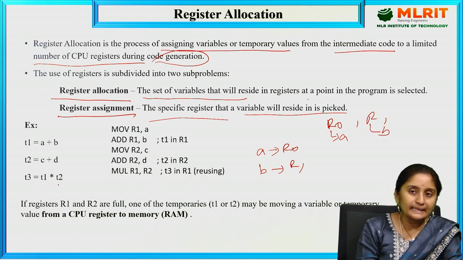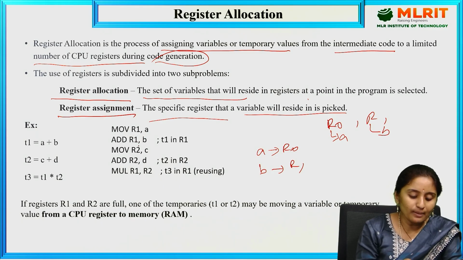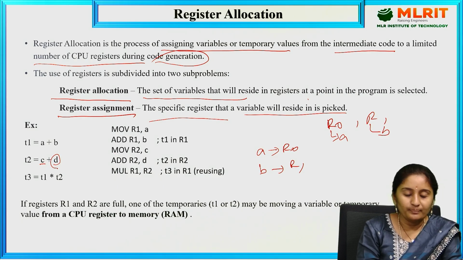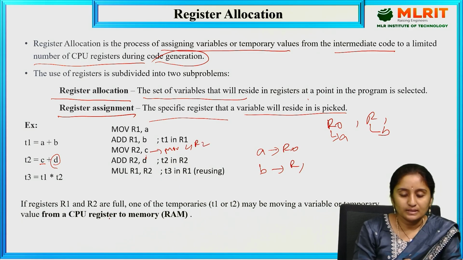Let us see one example here. T1 equal to A plus B, T2 equal to C plus D, T3 equal to T1 into T2. Here we move R1, A and add R1, B, and the total is stored in T1, which is in R1. Next, move R2, C and add R2, D. Nothing but C plus D is added. We can also write move C, R2.